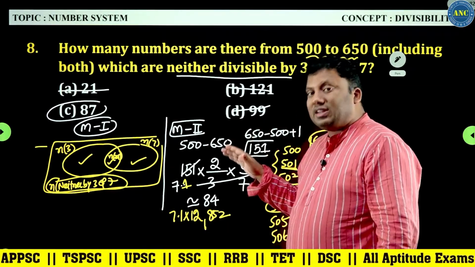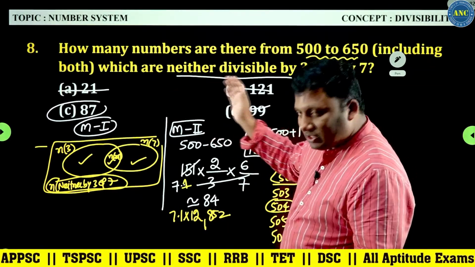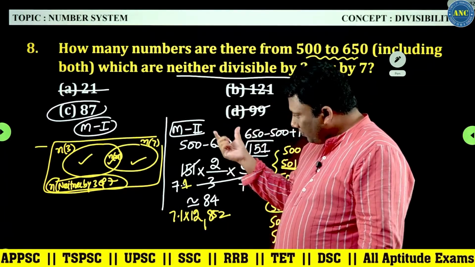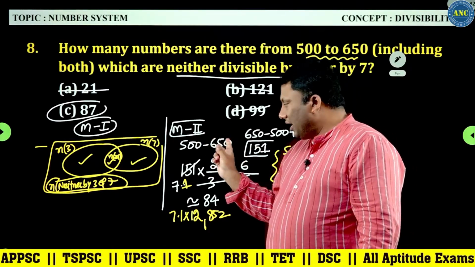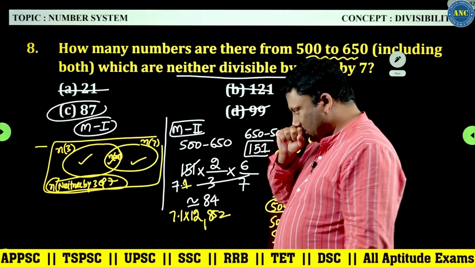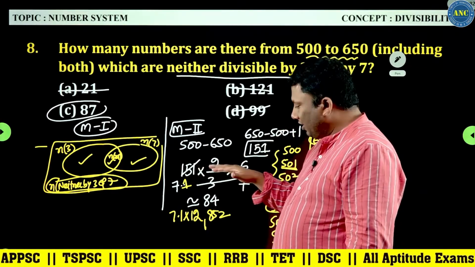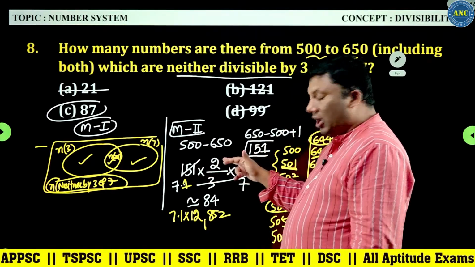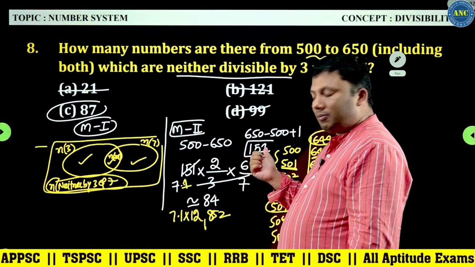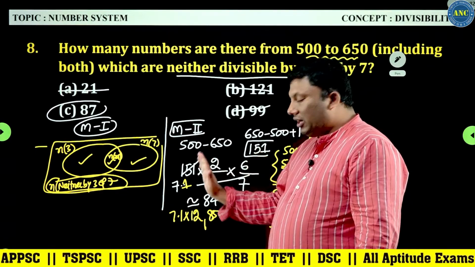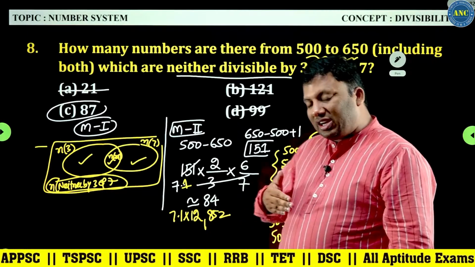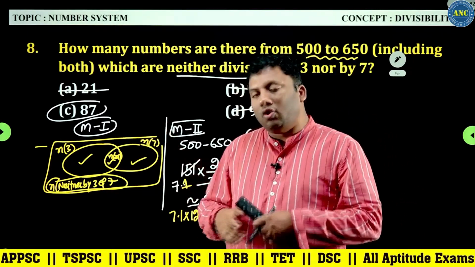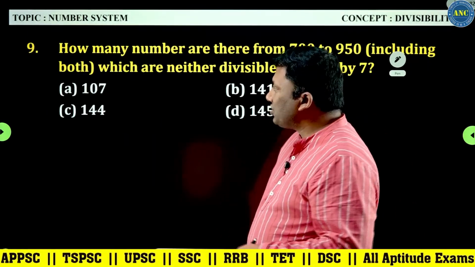So you do it like this. Anyway, the answer options are very far from each other. Out of 151 numbers, how did you get 151? Highest value minus lowest value plus 1. For every 3 numbers, 2 are not divisible. For every 7 numbers, 6 are not divisible. 21 7s are 147. 12 7s are 84. The answer is just greater than 84. The only option is 8.